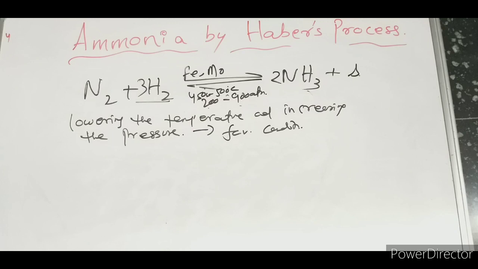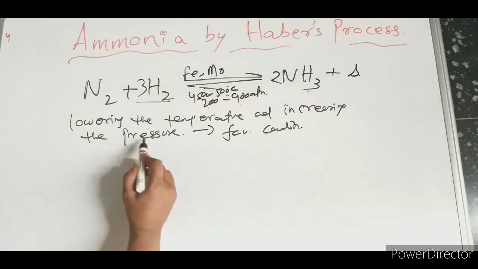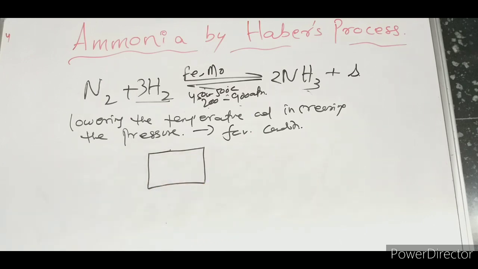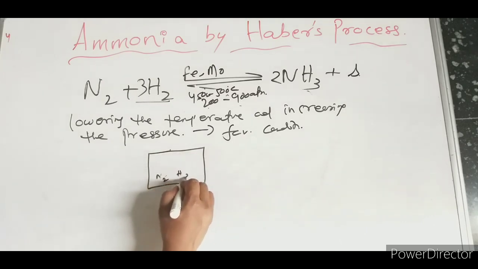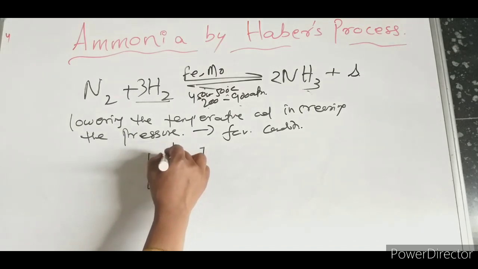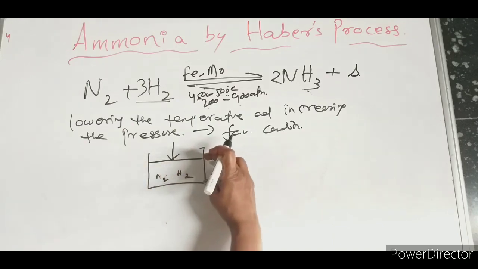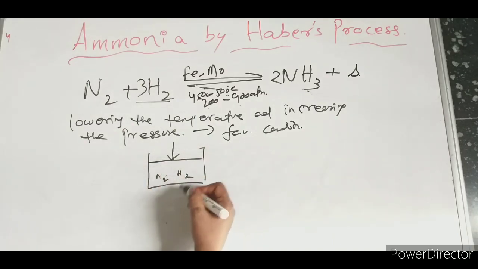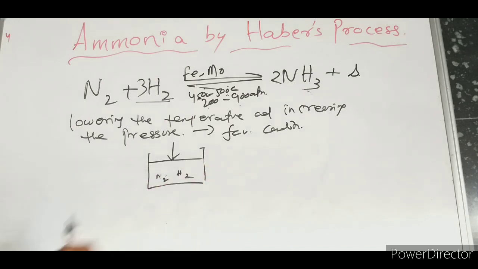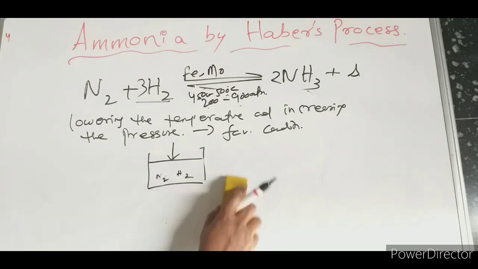So here a question arises: when pressure increases, here will be nitrogen, here will be hydrogen. When pressure is applied on it, the volume goes down. So when they come closer, obviously the reaction will be faster. So temperature will be less, pressure will be more, then it will be the favorable condition for this.